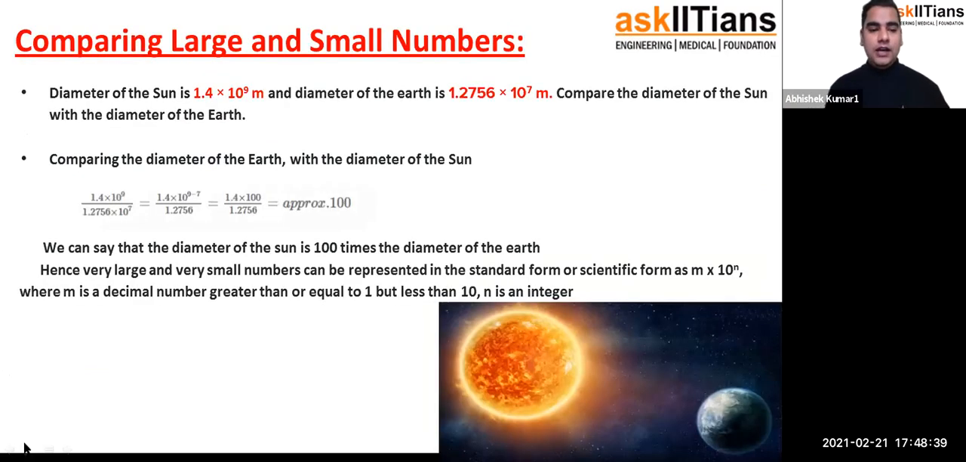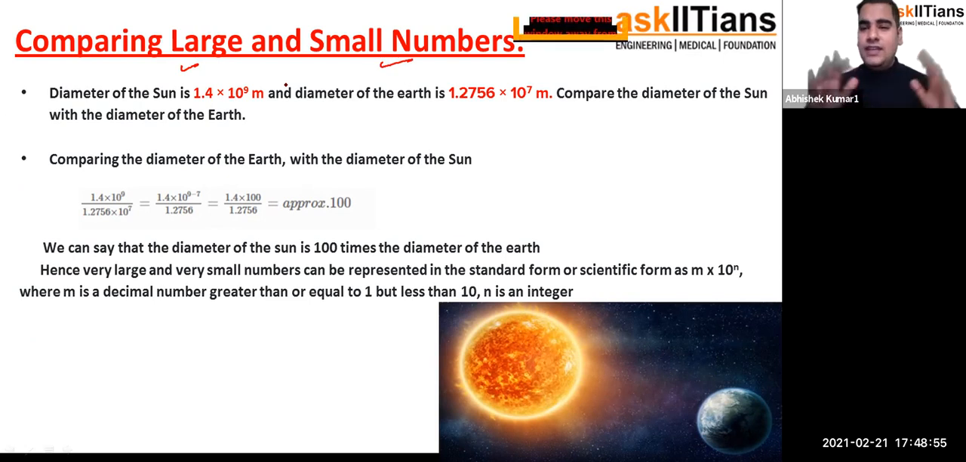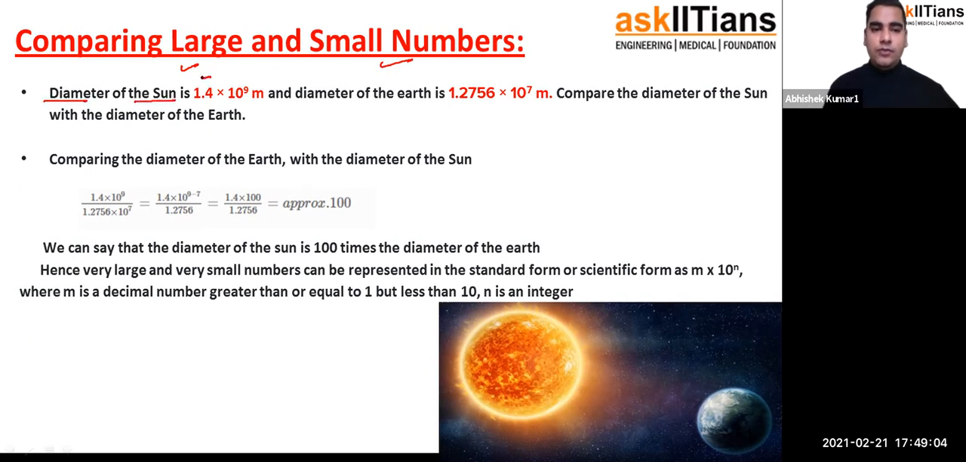Now comes the topic of how to compare very big or very large numbers. Basically, how you can compare any two numbers. Here it is a large and a small number, so I have taken an example to illustrate it. Listen to me very carefully, and everything is going to be super clear. We are provided the diameter of the sun, which is 1.4 times 10 raised to the power 9 meter, and the diameter of the earth, which is 1.2756 times 10 raised to the power 7 meter. They are saying compare the diameter of the sun with the diameter of the earth.